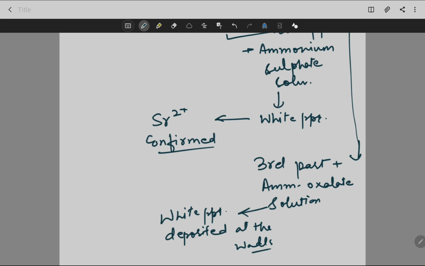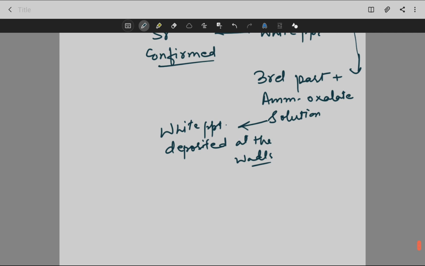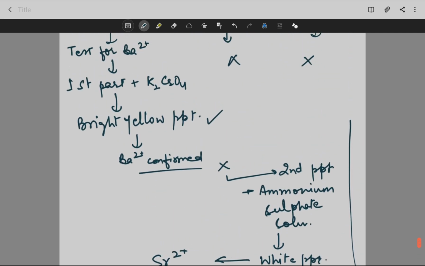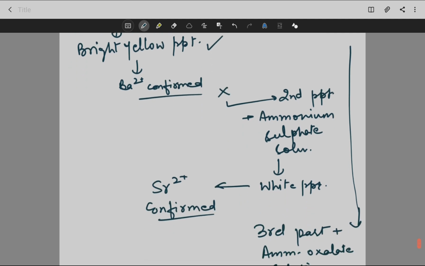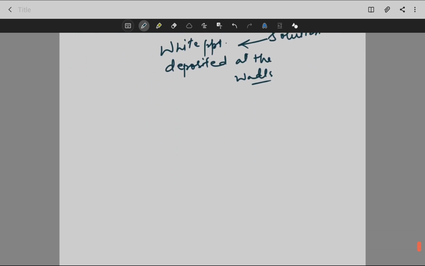At the walls of the test tube. So that's how we can confirm calcium also. It means calcium confirmed. Apart from this, there is one test for barium, potassium chromate; for strontium, ammonium sulfate; and for calcium, ammonium oxalate. The rest of the two tests, that is for strontium and calcium, have to be performed only if the previous one is absent. Otherwise no need to move further, right?